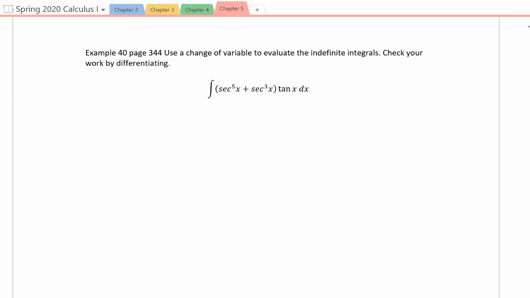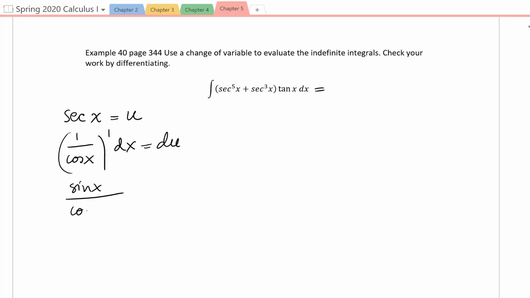Okay, and the last one: use a change of variable to evaluate the indefinite integrals. So first I'm going to separate. Should I separate them? Or just, let's do secant of x equals u. So now, what is the derivative of secant of x? It's sine of x over cosine squared of x dx equals du, or tangent of x times 1 over cosine, which is secant of x, dx equals du.